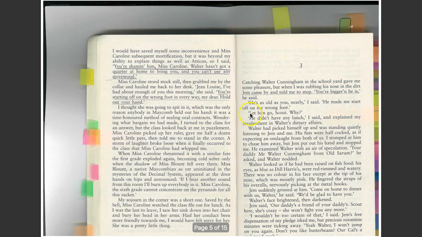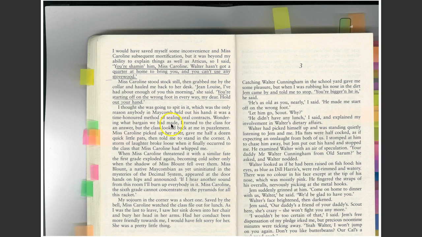All right, and then we're moving on. This is the very end of chapter 2, and Scout has had to reprimand Miss Caroline, saying, "You're shaming him, Miss Caroline. Walter hasn't got a quarter at home to bring you, and you can't use any stove wood," in reference to the fact that that's how he would have paid it back in the past. Miss Caroline doesn't understand and she hauls her up by the collar. "You're starting off on the wrong foot in every way, my dear."